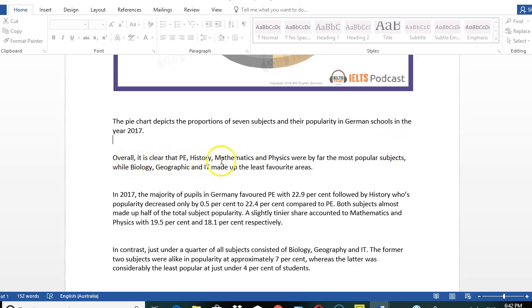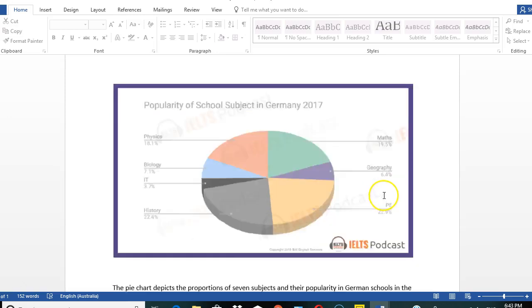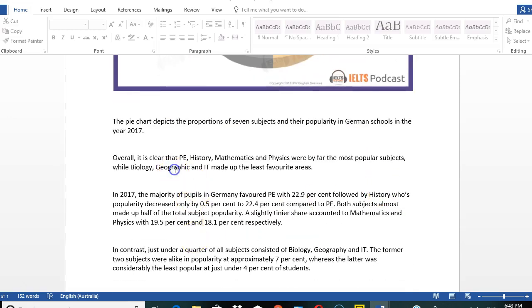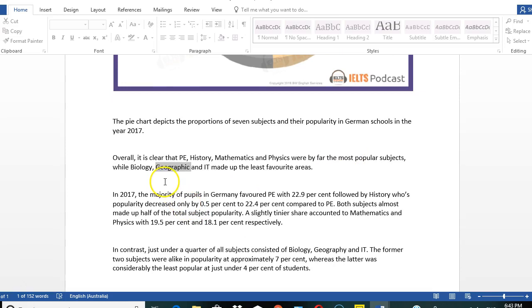Next, overall, it's clear that PE, history, mathematics, and physics are by far the most popular subjects, while biology, geography, and IT made up the least favorite areas. Is it geographic? No, it's geography, you see. So make sure that you spell the names of the subjects correctly and that you pay attention to details because sometimes something unfortunate like this may happen. You see that you have the right spelling on the visual, but you, for some reason, lack of attention or tiredness, make this mistake.